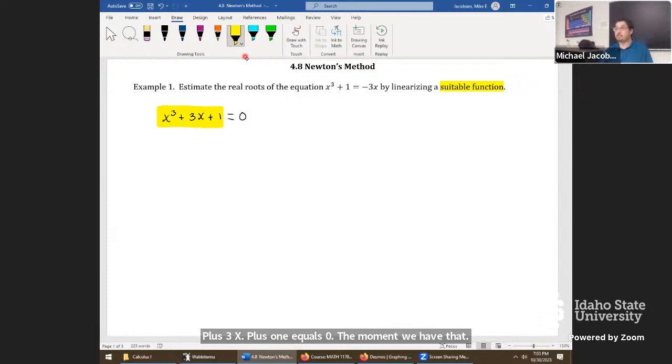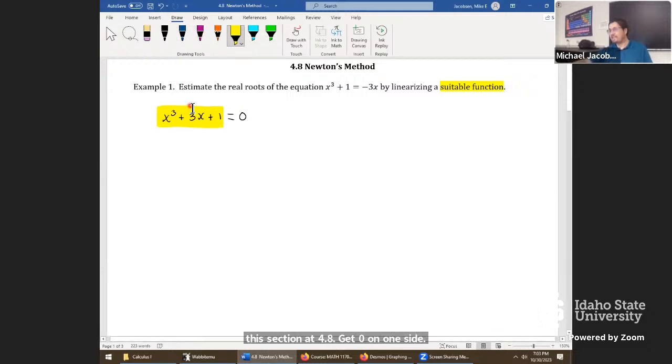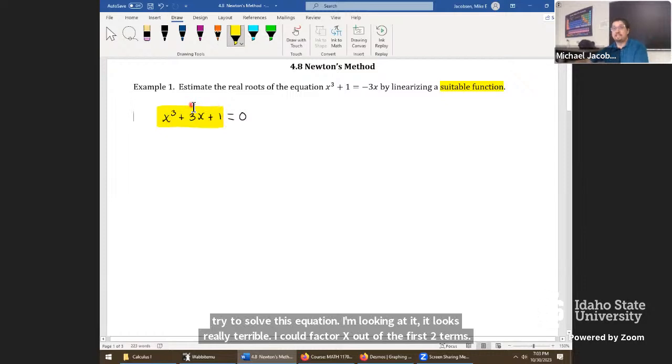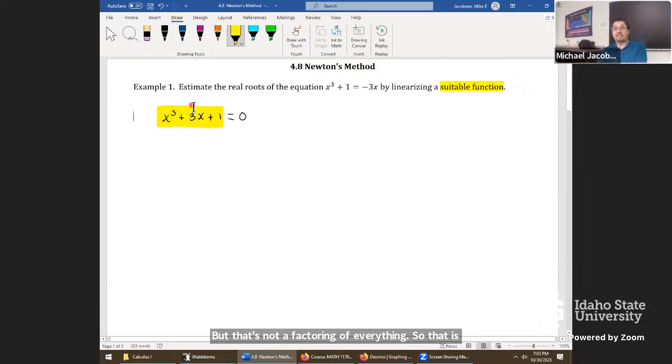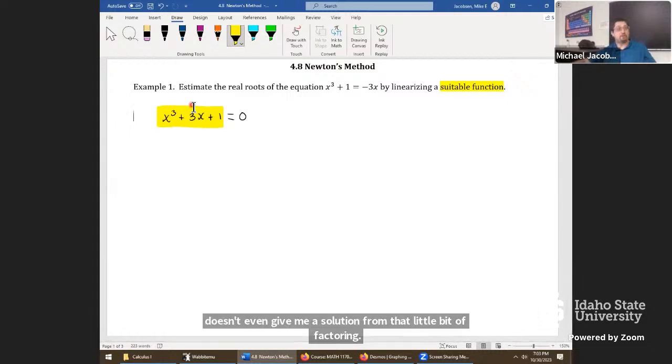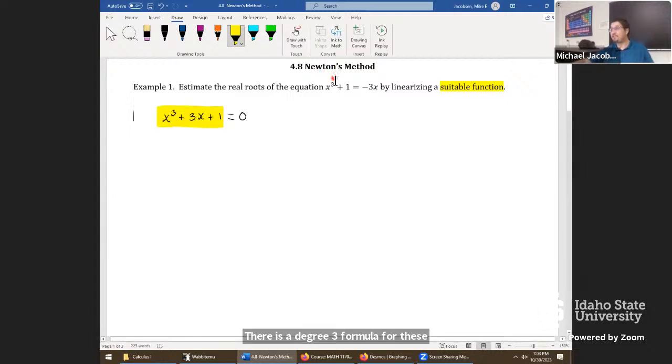And this is the main strategy on all these problems in this section at 4.8. Get 0 on one side, then try to solve this equation. And looking at it, it looks really terrible. I could factor x out of the first two terms, but that's not a factoring of everything, so that doesn't even give me a solution from that little bit of factoring. There is a degree 3 formula for these polynomials, but that approach fails as soon as you make it power 5. There's no formula for that, so we should see how to solve this one, since it will apply to any polynomial equation.